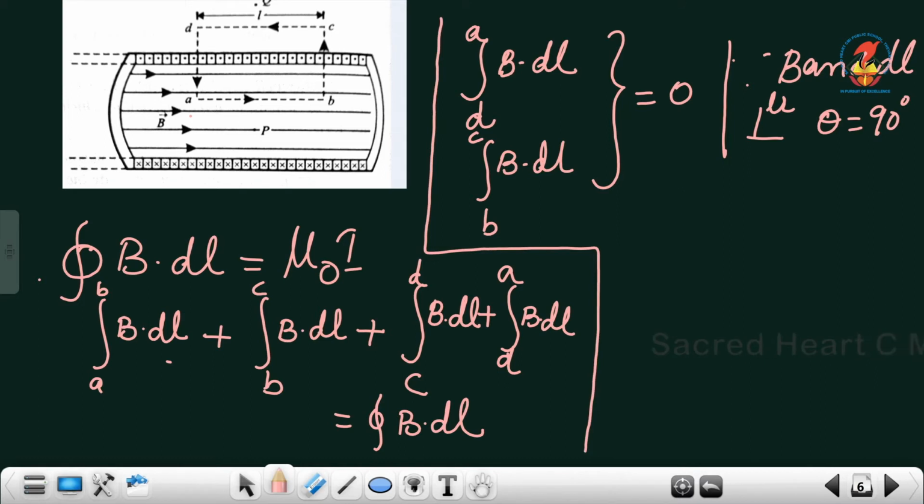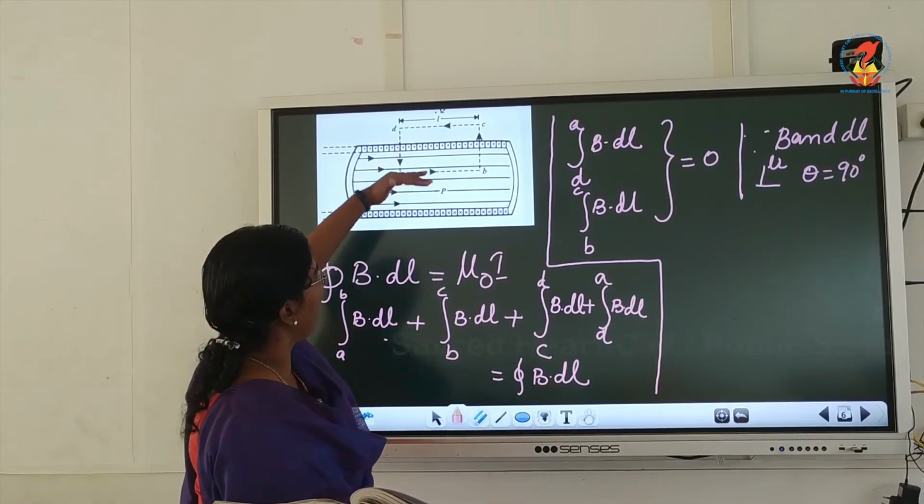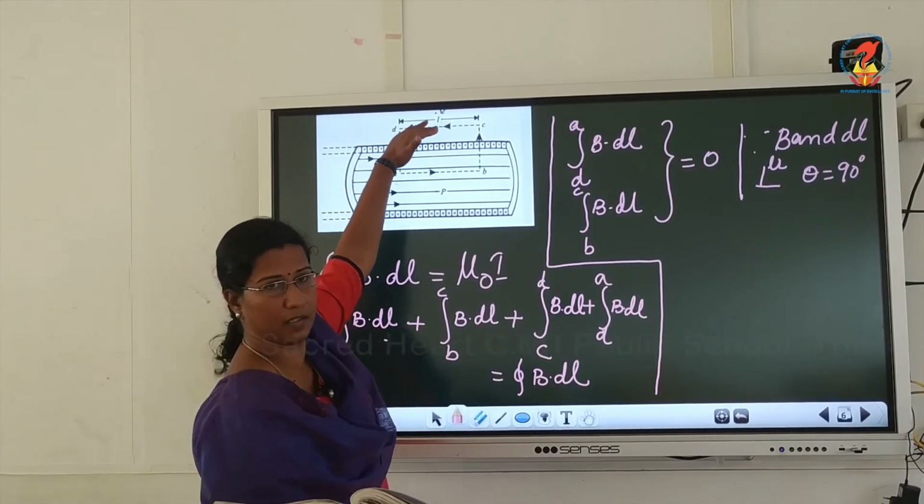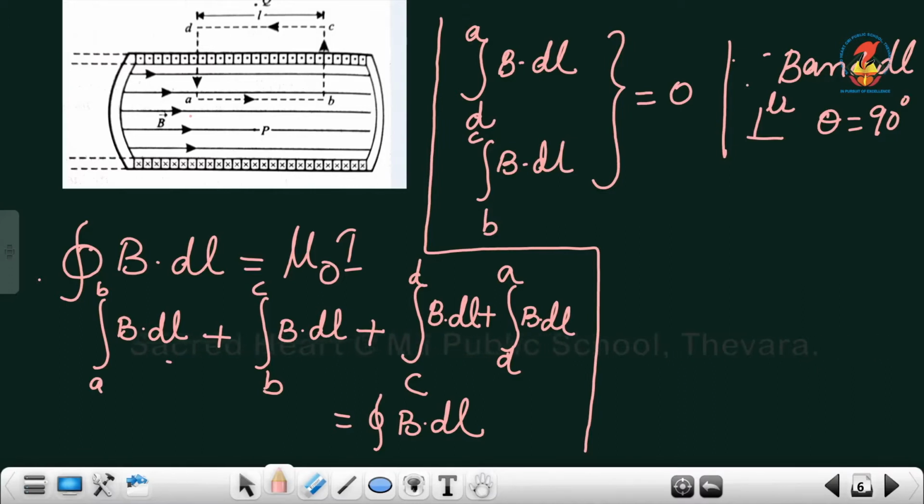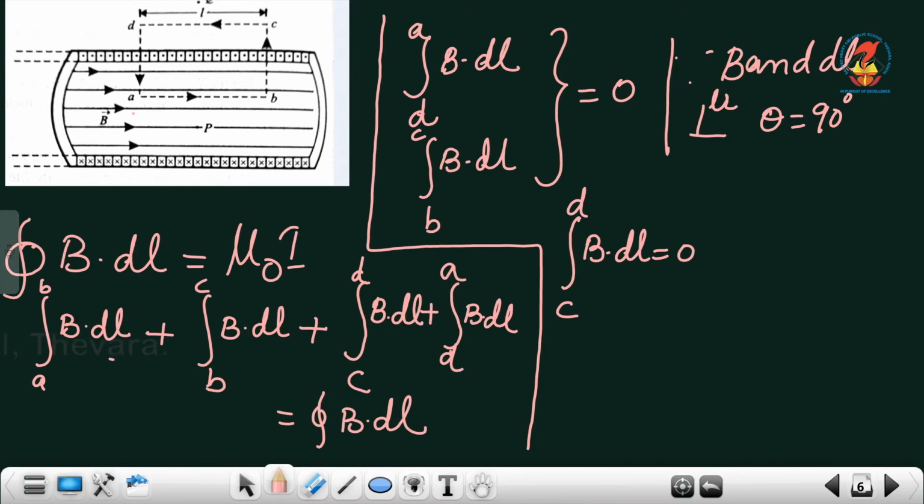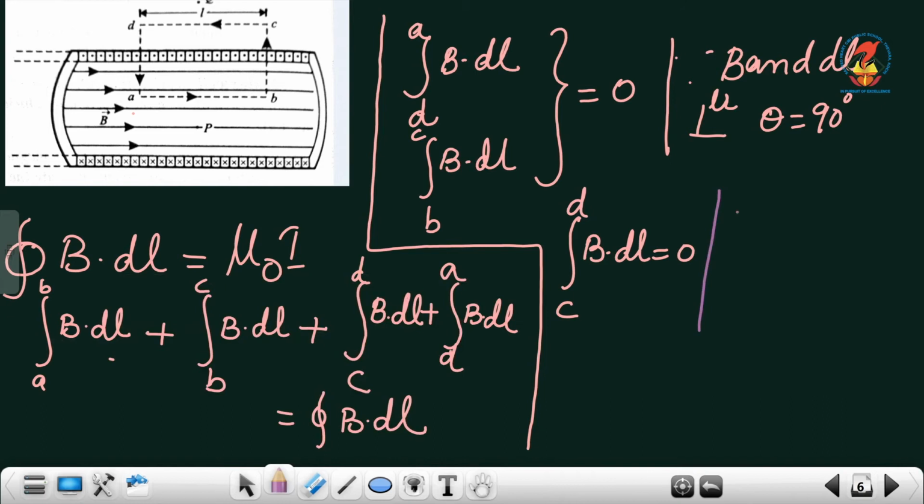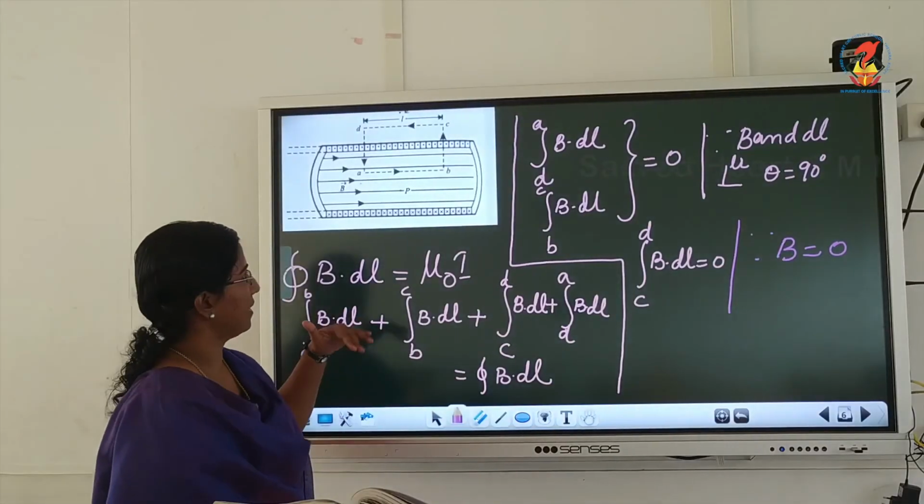Next, we are going to consider the line integral from C to D. Now, I told you the field outside, if you look into the loop, there is no field here, which means field outside the loop is 0. So, what happens? Integral from C to D, B dot dl is equal to 0. Why? Since B is 0 outside our Amperian loop.